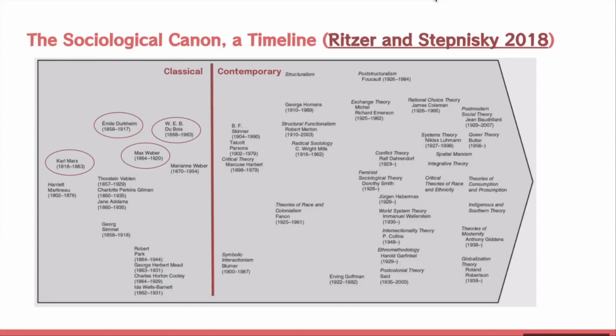But besides linear time, the thing that most distinguishes our contemporary theories from their classical counterparts is the development of theoretical paradigms post-classical era. So on the chart, it's these italic labels here.